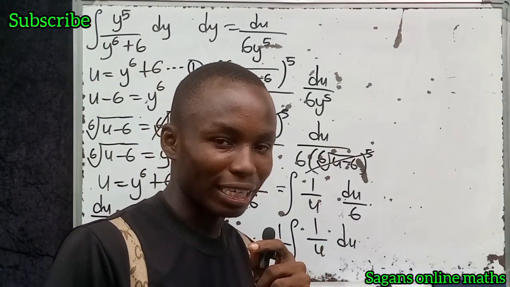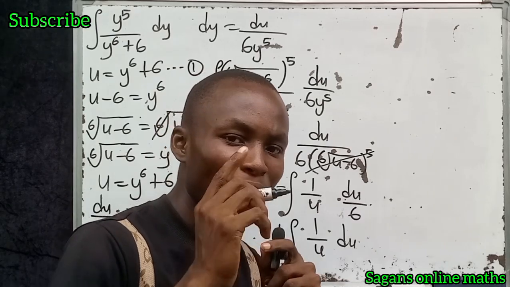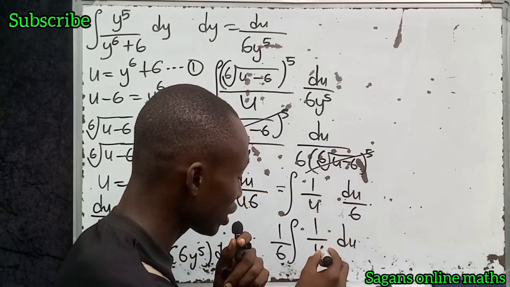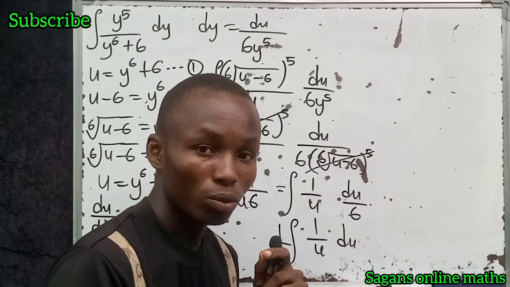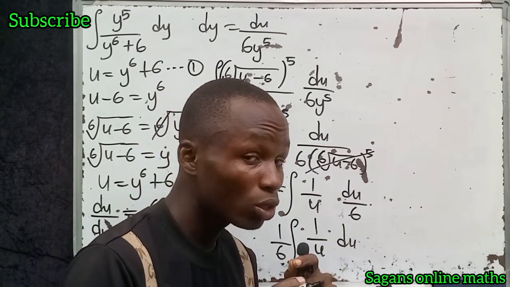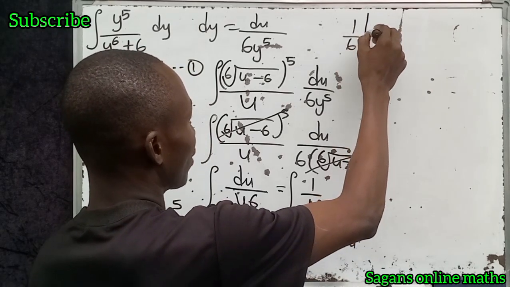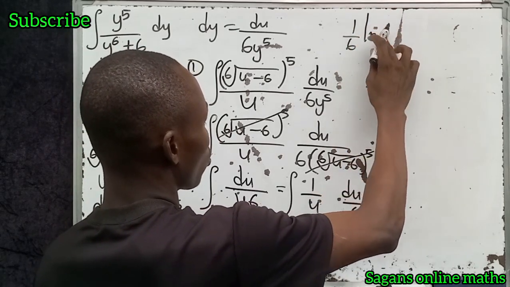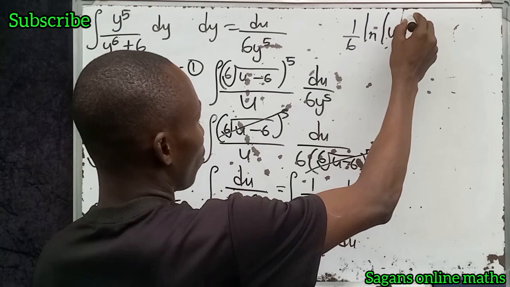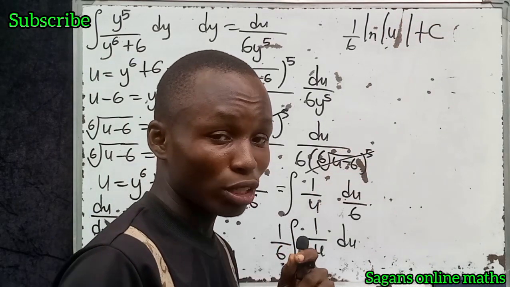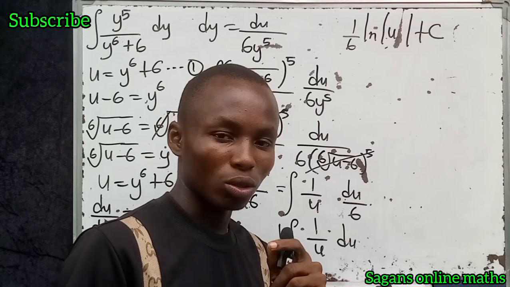Remember, I've shown you guys how to do this. Whenever you differentiate the denominator and it looks exactly like the numerator, just take the natural logarithm of the denominator and you are done. Now this becomes 1 over 6 ln of the denominator, which is u, plus our integration constant, and you are done.